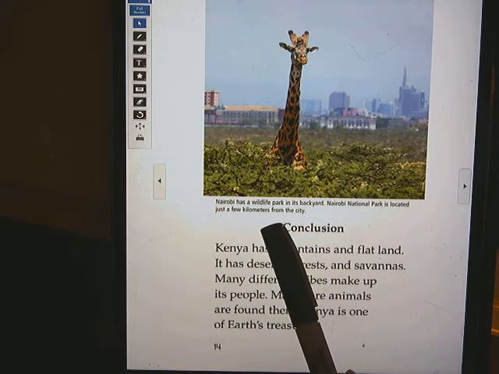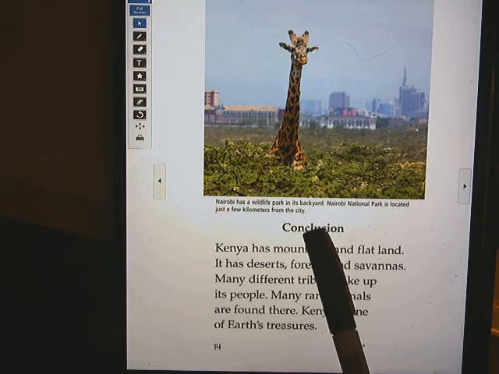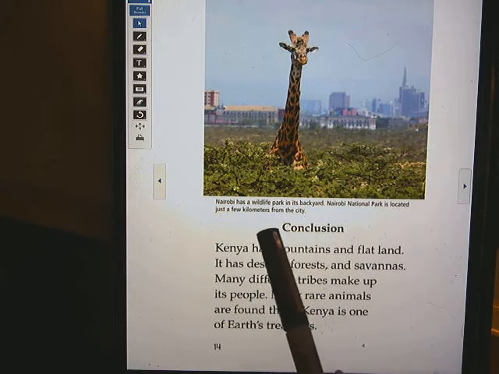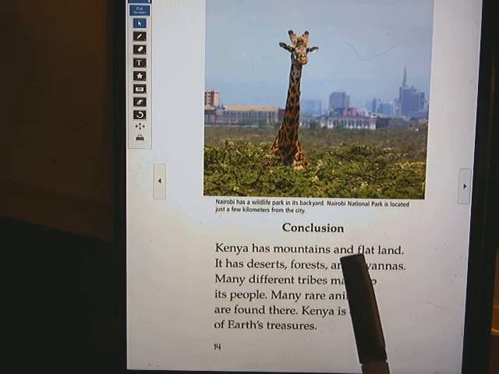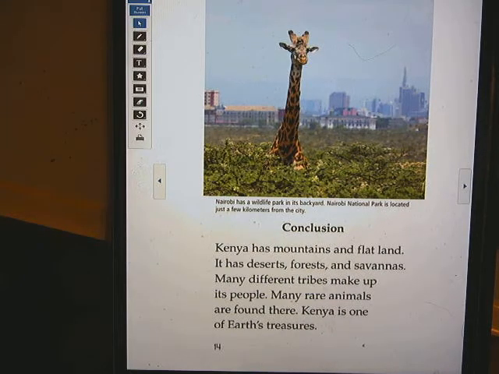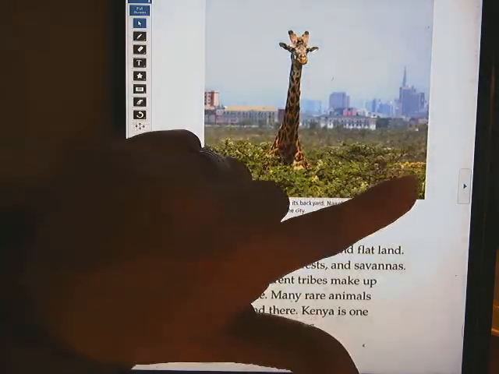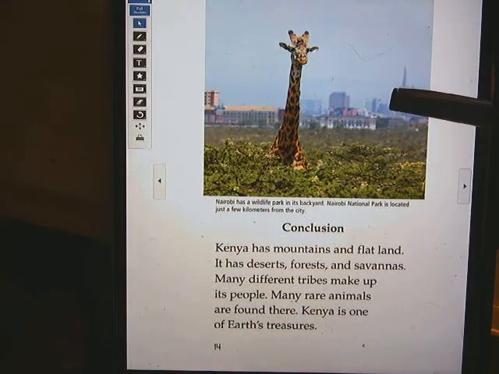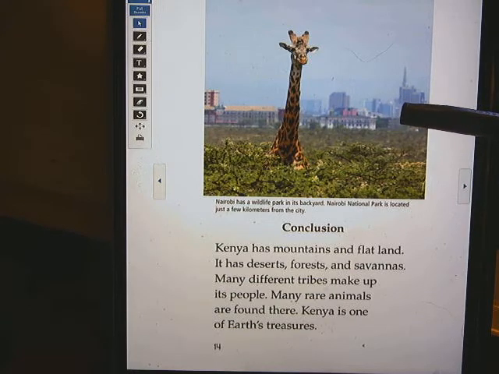Nairobi has a wildlife park in its backyard. Nairobi National Park is located just a few kilometers from the city. Remember, Nairobi is its capital. So look what you can see in its wildlife park. You can see a giraffe, and it's so interesting because you get this wild animal, and then in the backdrop, you're seeing the big capital of Kenya known as Nairobi.